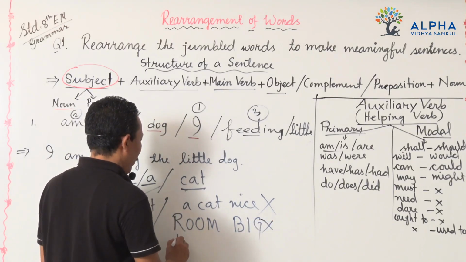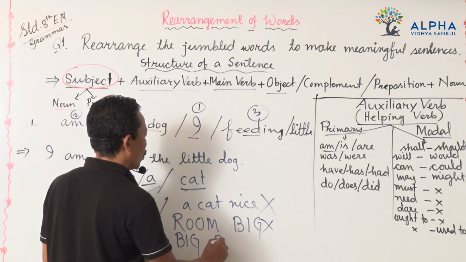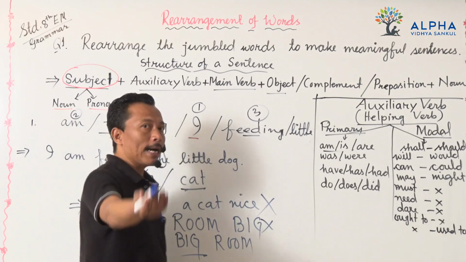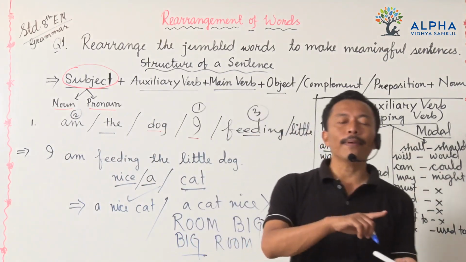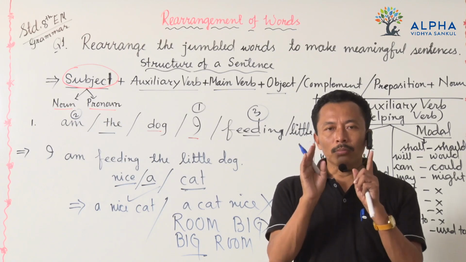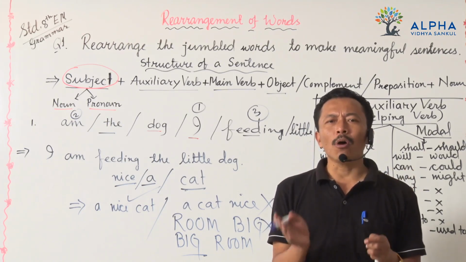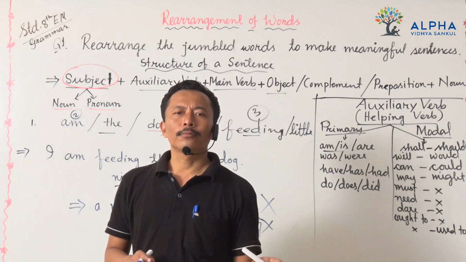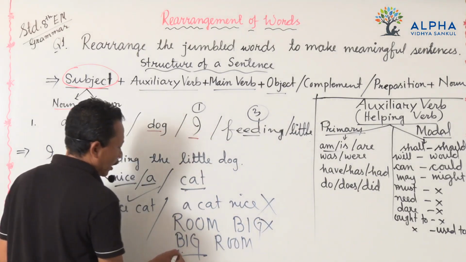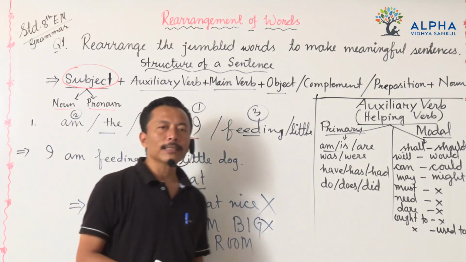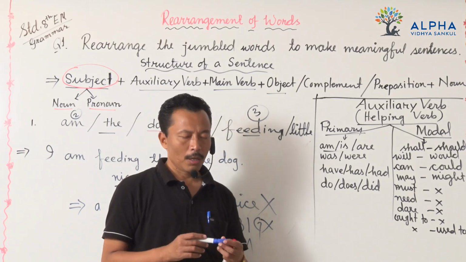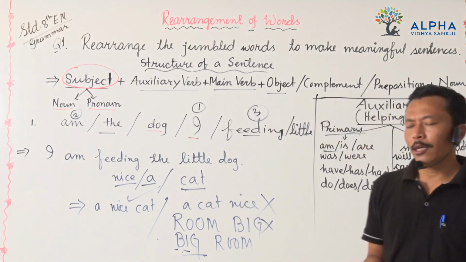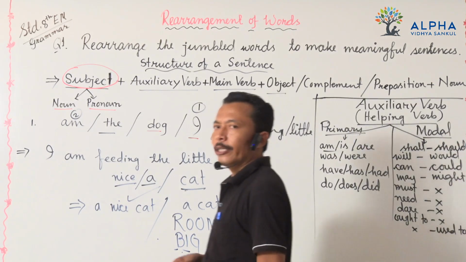We have to say what? Big room. Why? This is adjective, this is noun. Noun should be the last. If we compare adjective and noun, not all the time, but most of the time, the adjective is just before the noun. And just before the adjective there is an article many times, a and the. Or determiners, like demonstrative adjectives.